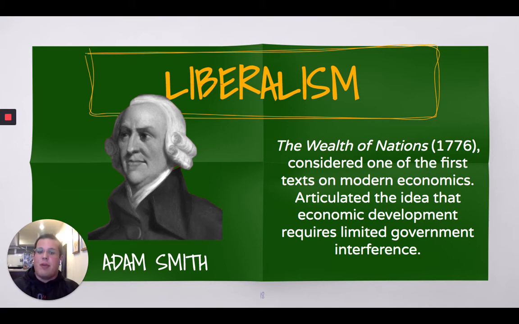Liberalism as a political economic system then is defined by its emphasis on individual freedoms over collective equality and on the power of markets over the state.